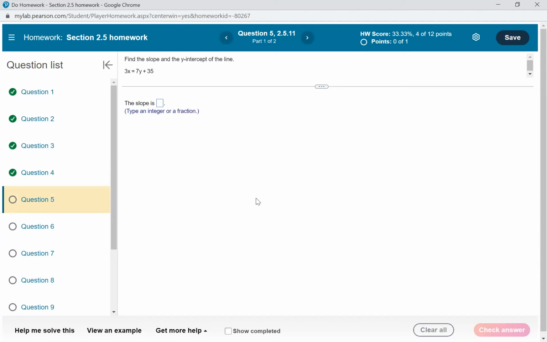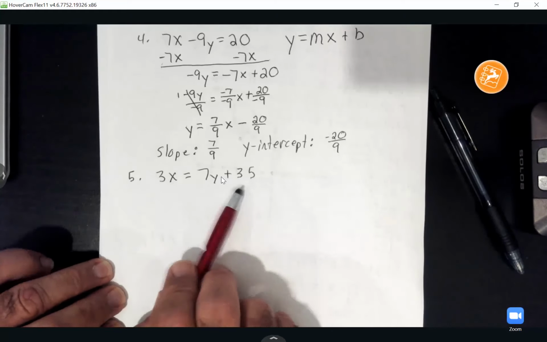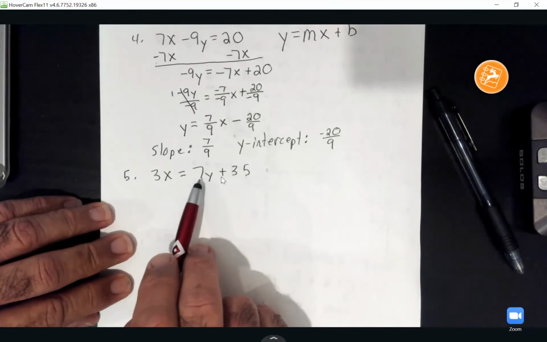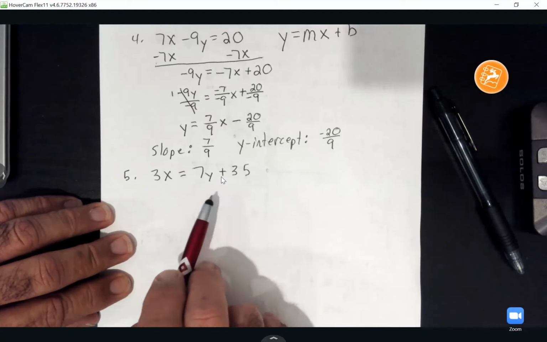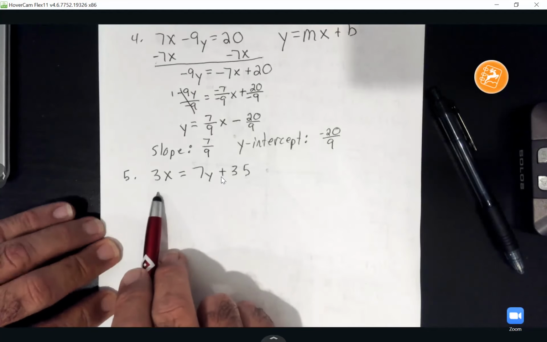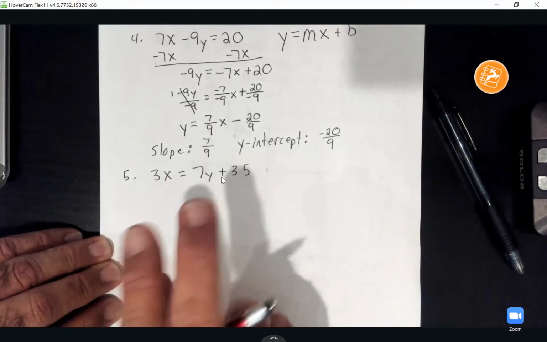All right, so let's try this one again. We got a number 5, which is 3x equals 7y plus 35. So notice they're trying to be a little tricky here. They're putting the x's over here and the y's over here. But y'all, it don't matter what side the y ends up on, as long as the y ends up on one side and the numbers and the variables x end up on the other side, because we can rearrange it later.